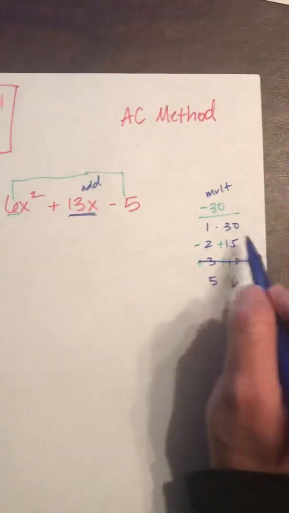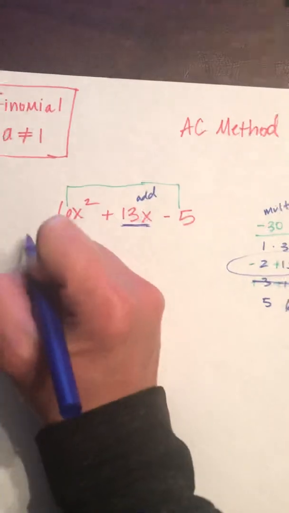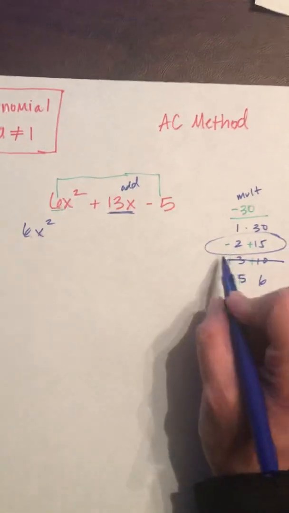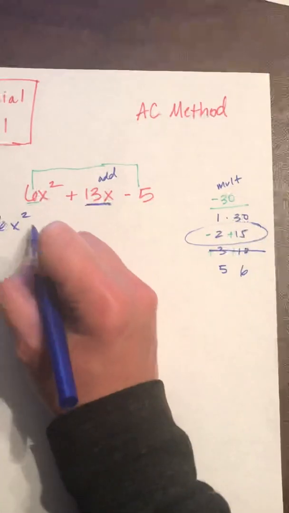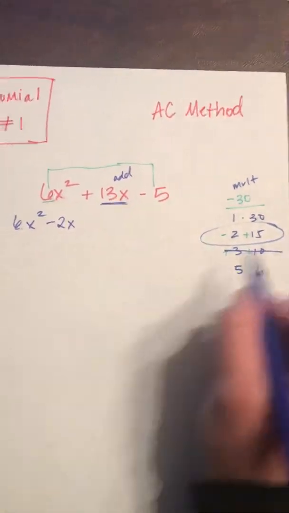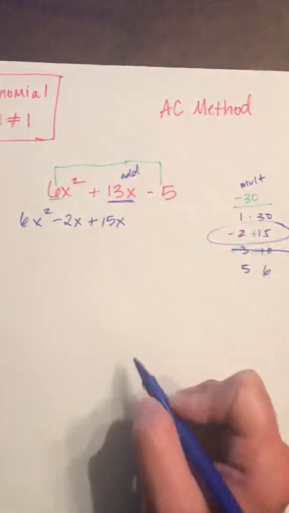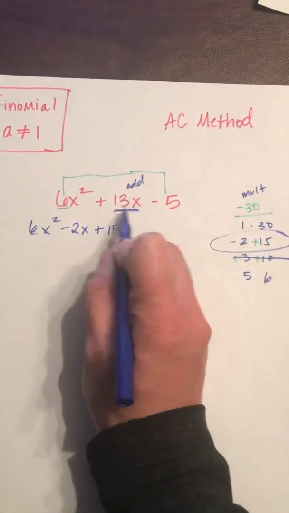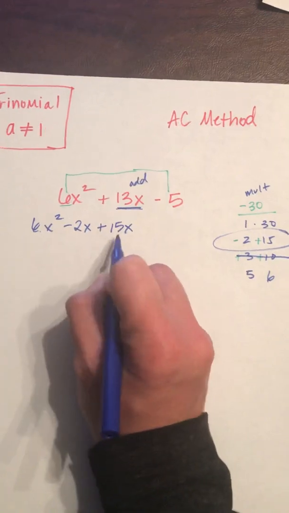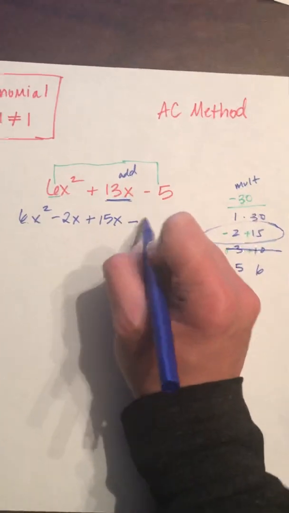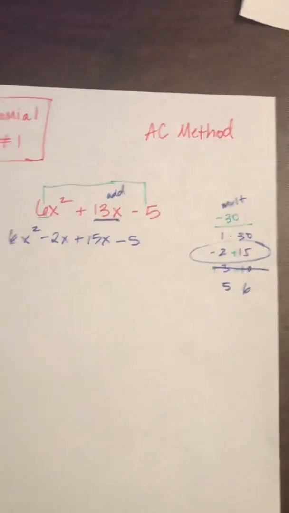All right, so now that you know these are your factors, what you do is replace your middle term, so just rewrite 6x squared. You're going to plug in the -2, put an x after it, and plug in the +15, put an x after it. So basically you're rewriting 13x as -2x plus 15x. And then you keep the last term, which in this case is -5.